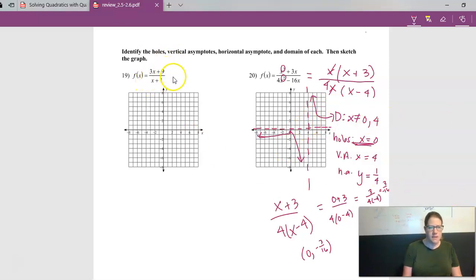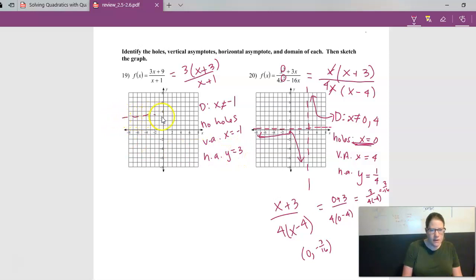So let's actually do number 19 as well. On the top, I'm going to pull out a 3, which leaves x plus 3. On the bottom, it's just x plus 1. So the domain here would be we need to exclude negative 1. X cannot be negative 1. There are no holes. The vertical asymptote is at negative 1, and then the horizontal asymptote, if I look at the degree of the top and the bottom, they're the same, so it would be at 3 over 1. So there's a horizontal asymptote at 3, and a vertical asymptote at negative 1.